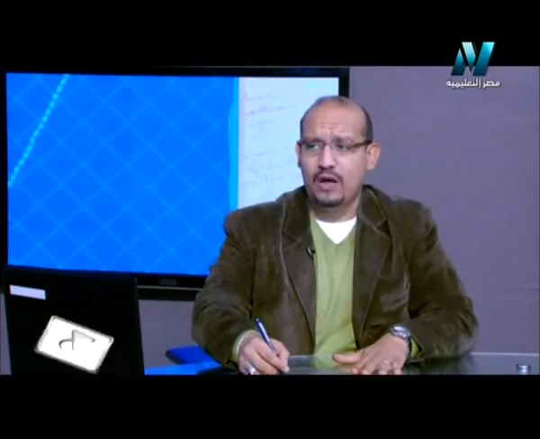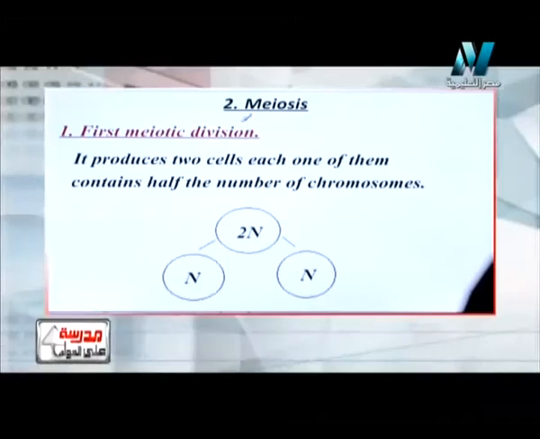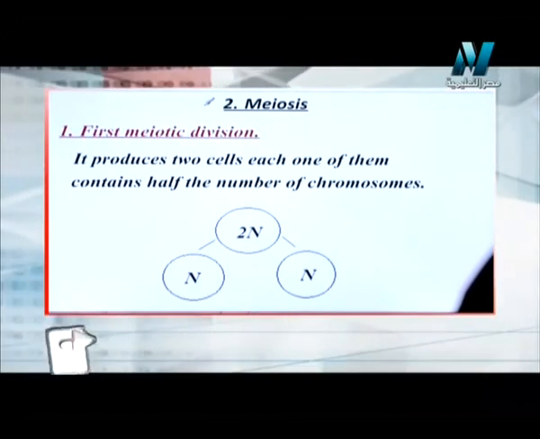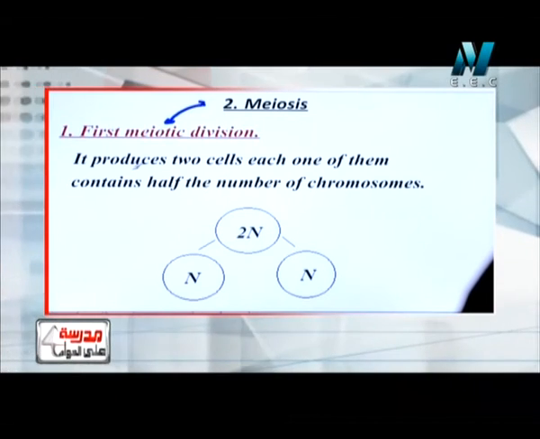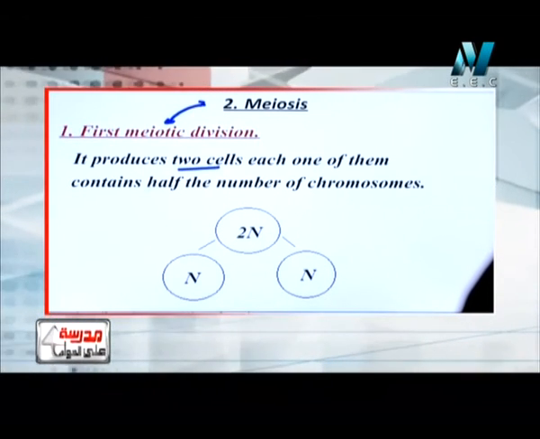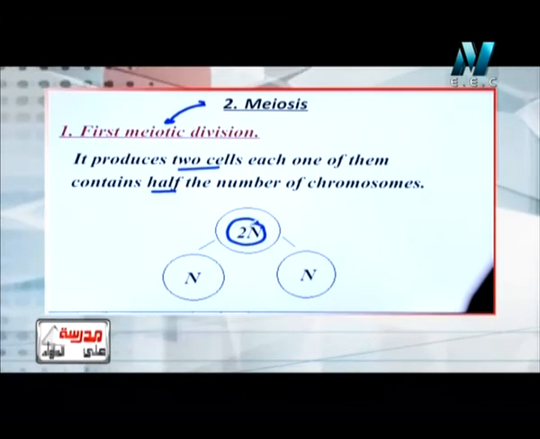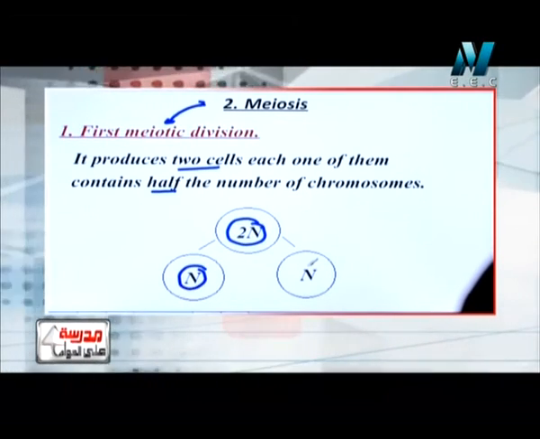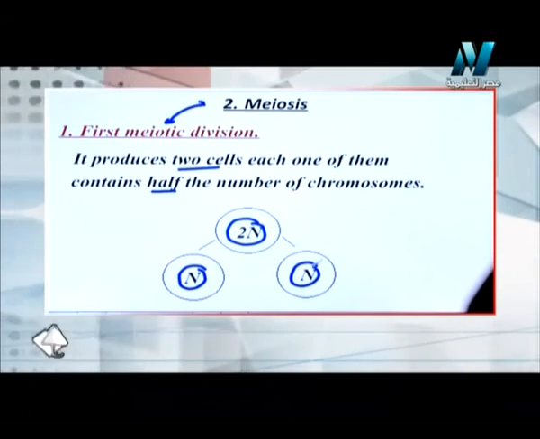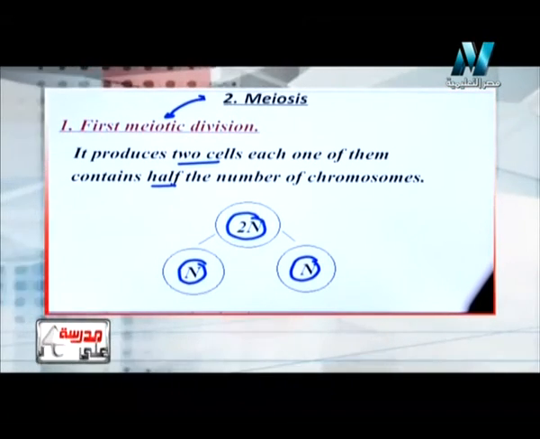As we see here, we have meiosis division from the first meiotic division. Okay? طبعا meiosis أو meiotic the same meaning. It produces 2 cells. Each one of them contains half the number of chromosomes. As we have here, 2n will divide producing 1n and 1n. يعني half number of chromosomes.